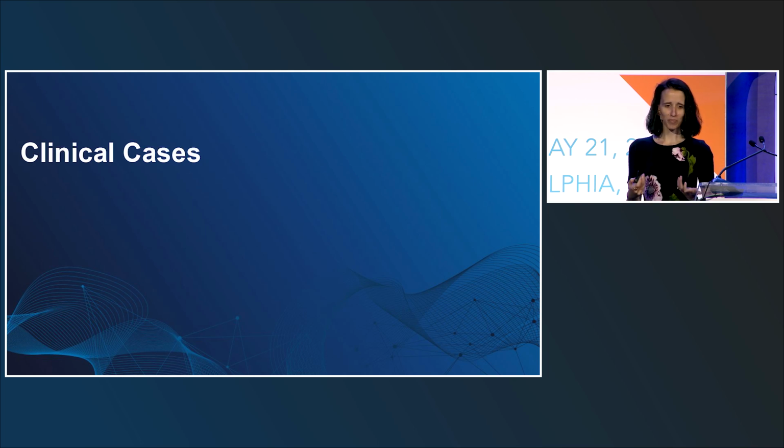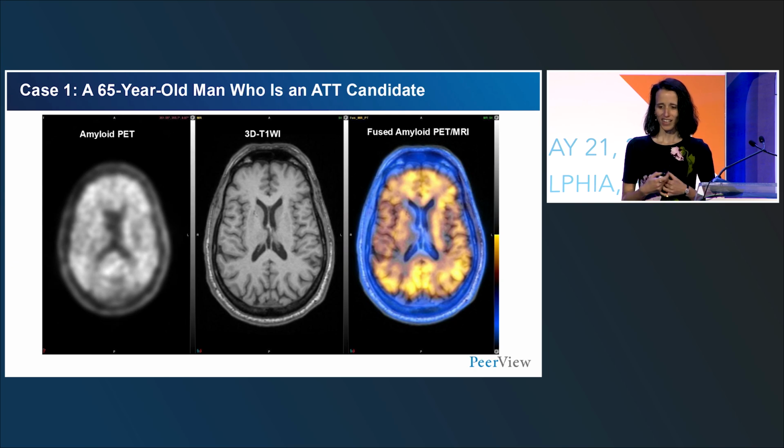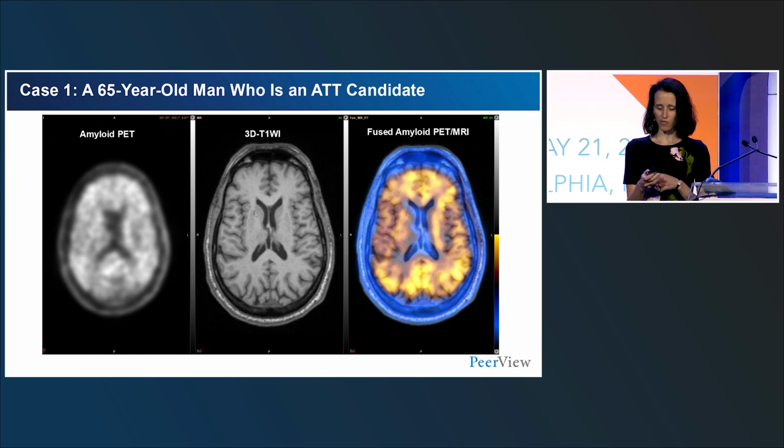Here I have a couple of clinical cases to review with you. First, we have a 65-year-old man who is a candidate for anti-amyloid therapies. This was an amyloid PET MRI. You can see on the left-hand side the grayscale amyloid PET image, the 3D T1 and PeerView in the middle, and then the fused image on the far right.